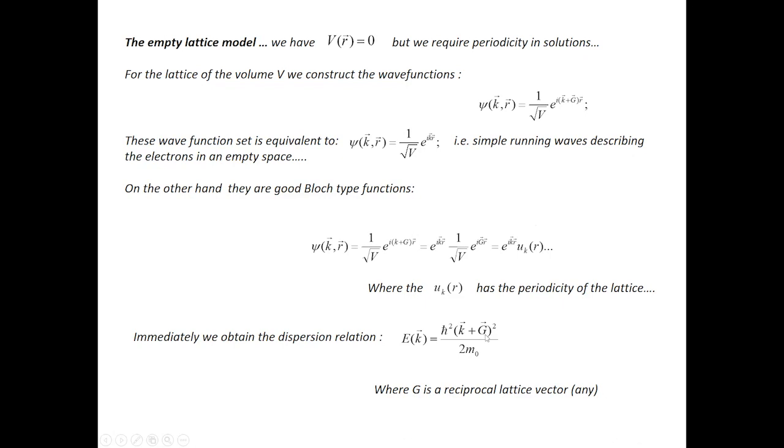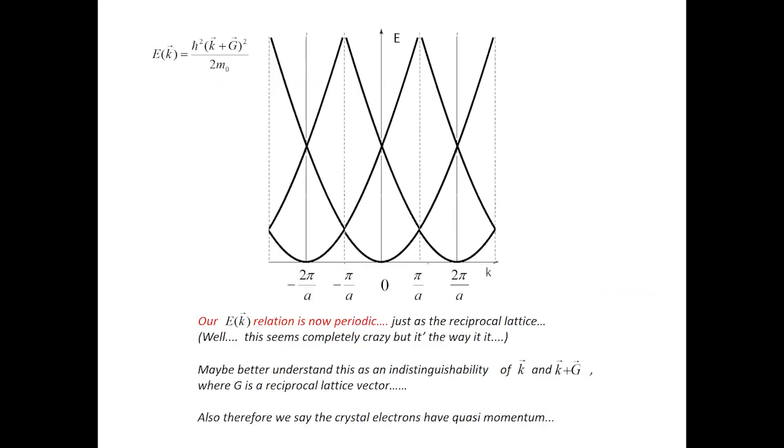Because on the other hand, it is a simple electron living in free space, where G is a reciprocal lattice vector, any. And then the consequence of that is, if you draw the dispersion relation, so the dependence of energy versus momentum or wave vector K, where G is any vector, you get something like that. It's periodic. Our dispersion relation is now periodic, just like the reciprocal lattice.